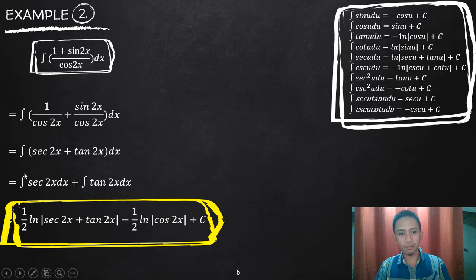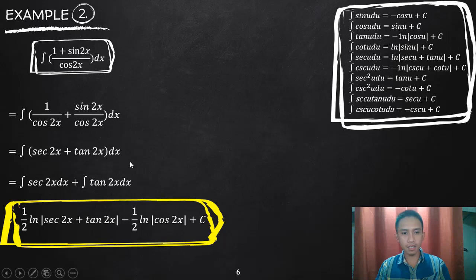Now apply the formula. Since I put there 2 and balanced it by 1/2, there is no problem. The integral of secant u du is ln of sec u plus tan u, plus of course c. So secant 2x plus tangent 2x. The c we will put on the last part because we are not yet done integrating the other term.